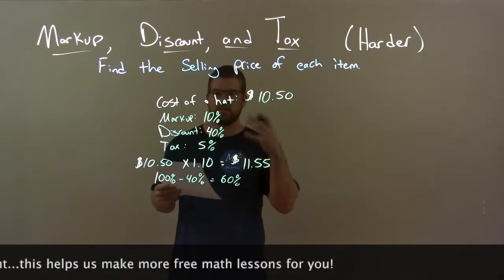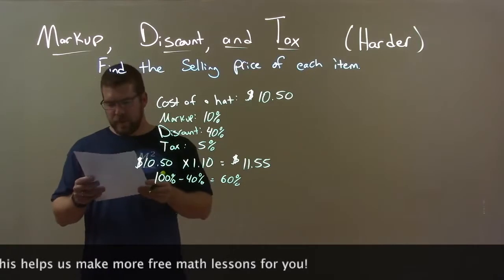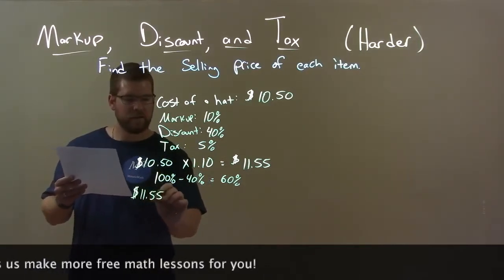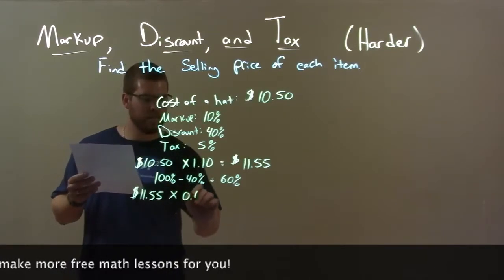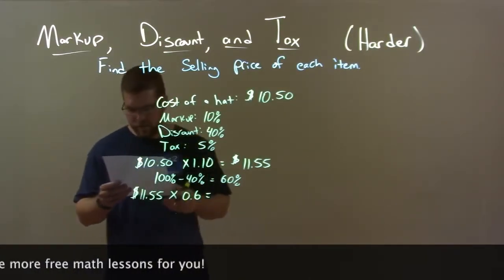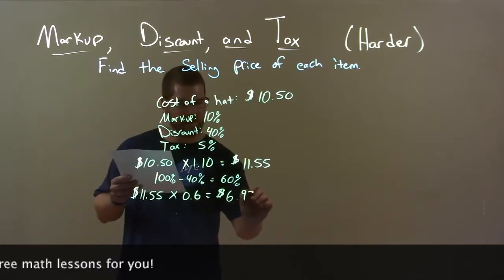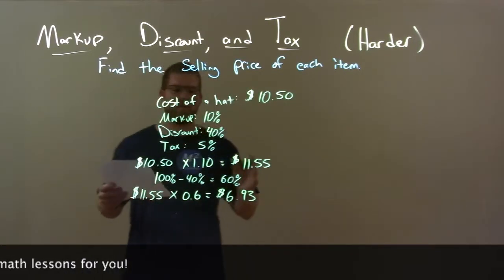Now, a 40% discount. If we take 100% minus that 40% discount, that means we pay 60% of the after-markup cost, right? So that $11.55, we have to multiply that by 0.6, 60% as a decimal. This comes out to be $6.93.